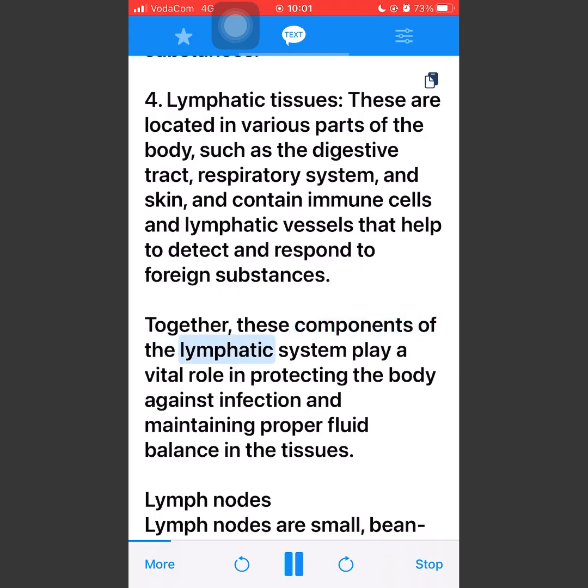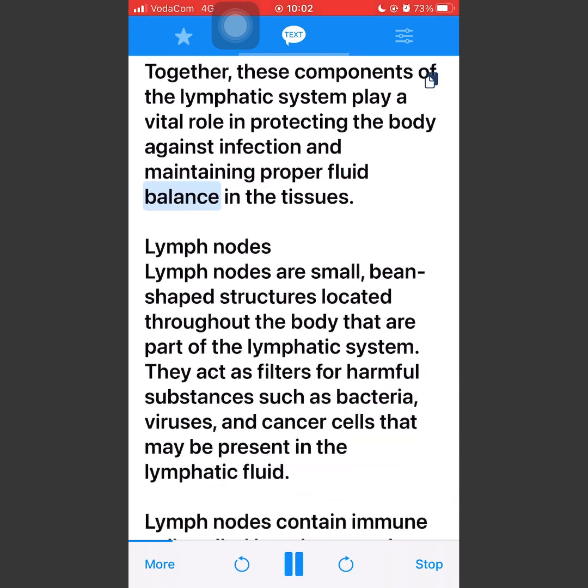Together, these components of the lymphatic system play a vital role in protecting the body against infection and maintaining proper fluid balance in the tissues.